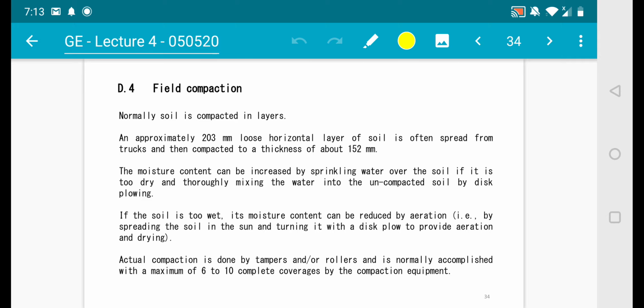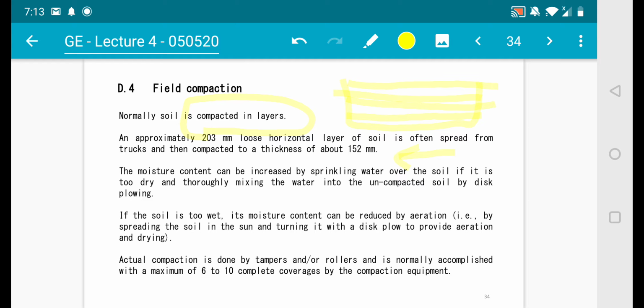Now this is subtopic D4, which is on fill compaction. Normally soil is compacted in layers. Okay, if you have a site, layer number 1, 2, 3, and 4. And an approximately 203 mm loose horizontal layer of soil is often spread from trucks and then compacted to a thickness of about 150 mm. This is a general rule.